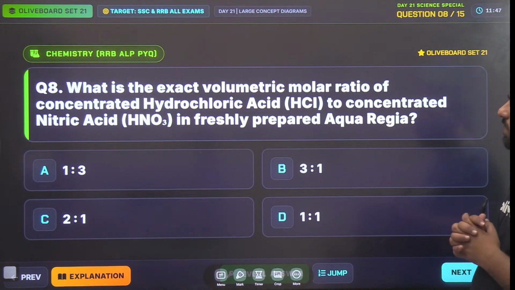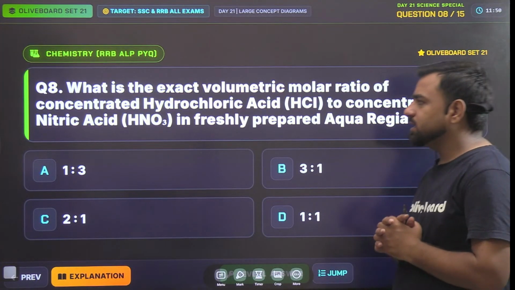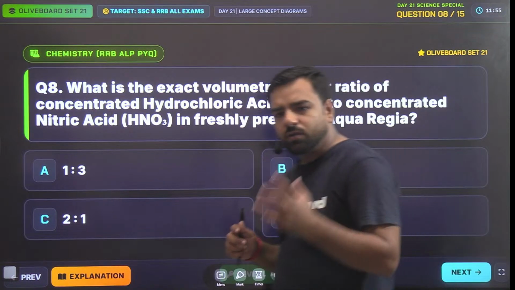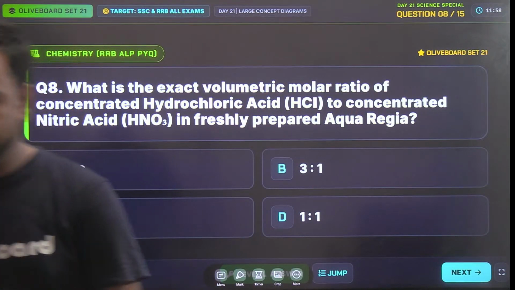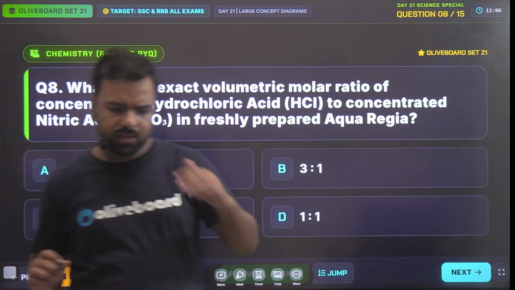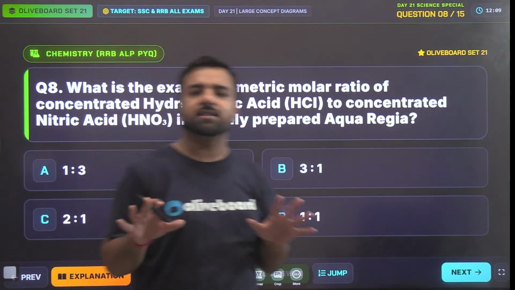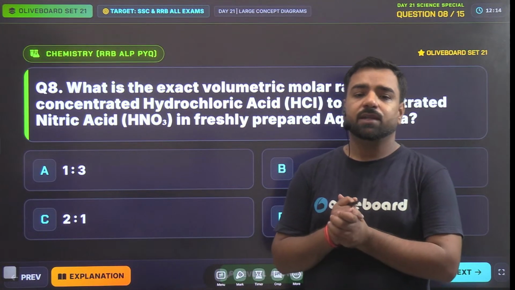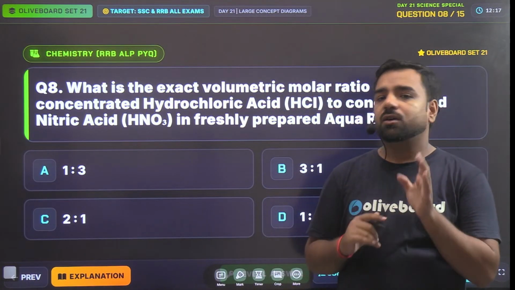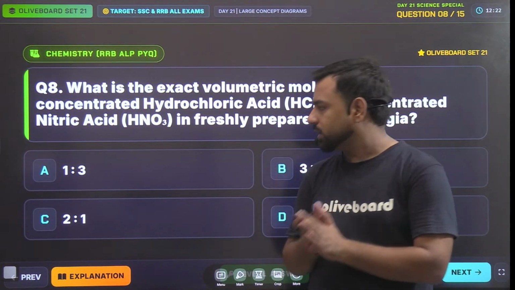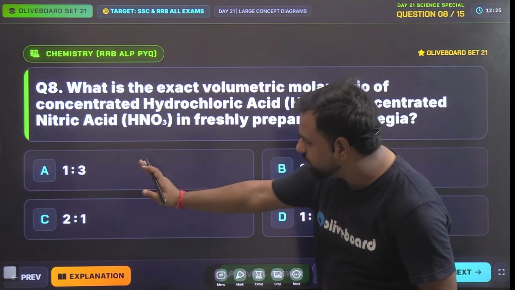The next one is, what is the exact volumetric molar ratio of concentrated HCl to concentrated HNO3 in a freshly prepared aqua regia? So what is aqua regia basically? Aqua regia is the combination of two acids, and this is linked with the reaction with gold. Gold doesn't react with normal acids. Gold neither reacts with HCl, nor H2SO4, nor HNO3. But we have a special combination of 3 parts of HCl and a single part of HNO3, where the molar ratio is 3:1. Now do not get confused about where 1:3 will come and where 3:1 will come.